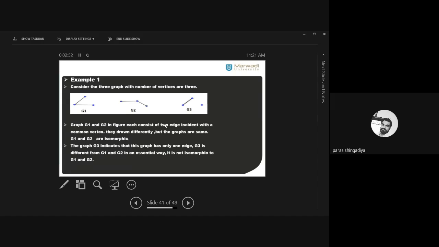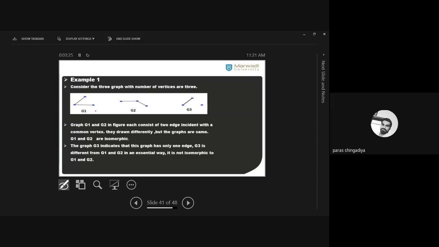We compare two graphs here, G1 and G2, and then G1 and G3, and G2 and G3. We can consider a comparison between two graphs only. If they are essentially the same, meaning there is a one-to-one correspondence on the vertices and edges, then it is known as an isomorphic graph. Here the first and second graphs, G1 and G2, are isomorphic. Why? Because there is a one-to-one correspondence relation.